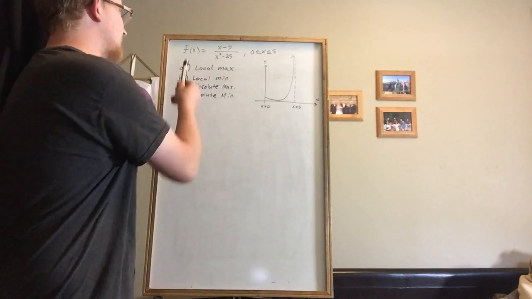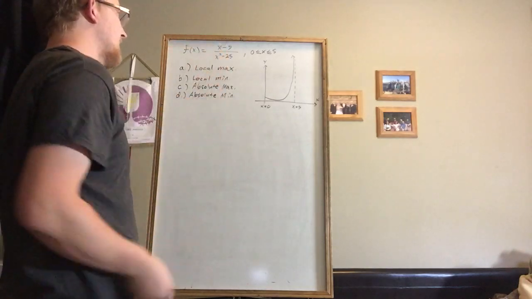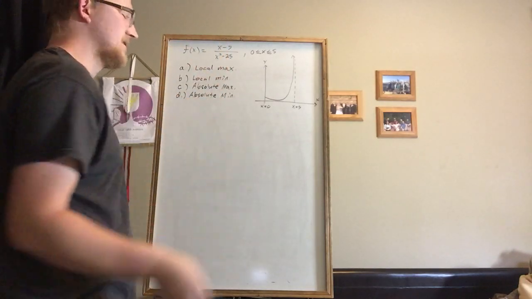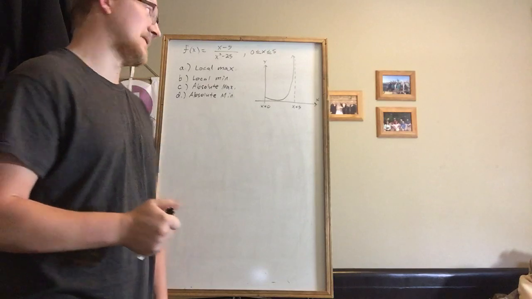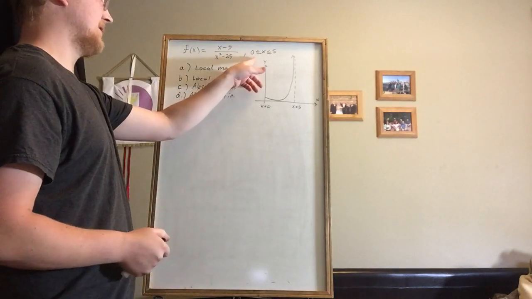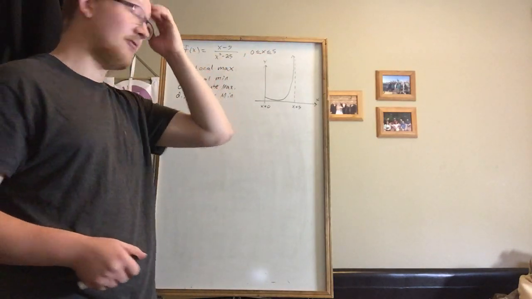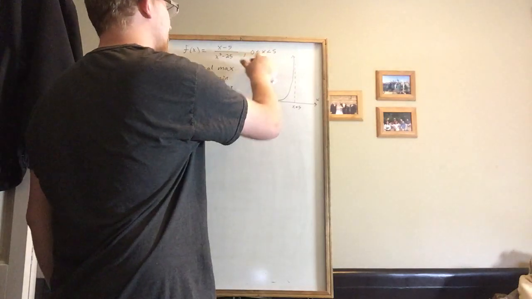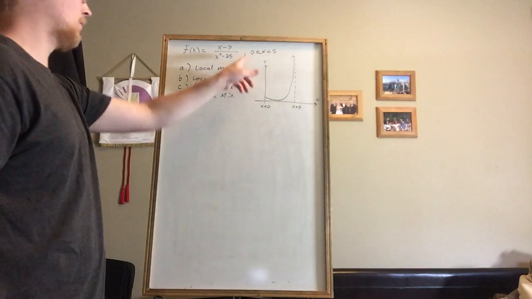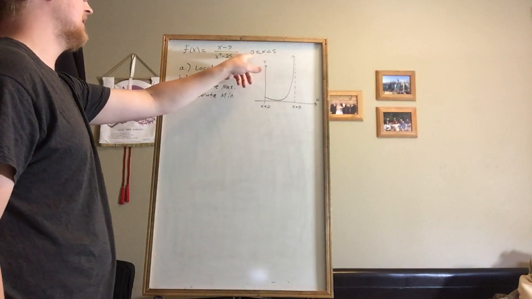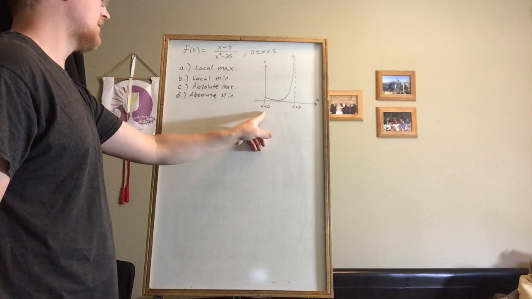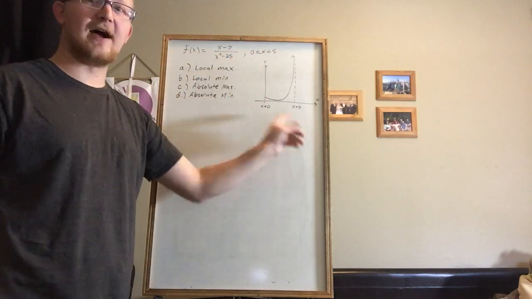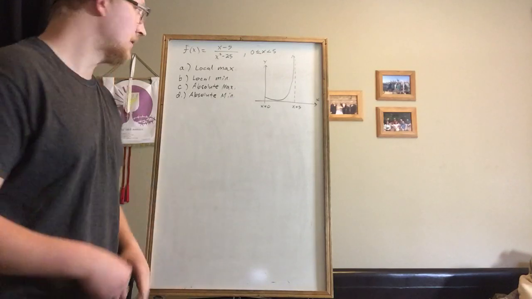So what we're looking at is a function f(x) equal to (x minus 9) over (x squared minus 25), and we're analyzing this between 0 and 5, not including 5. So we're including 0, and then we're going all the way to 5, but not including 5.